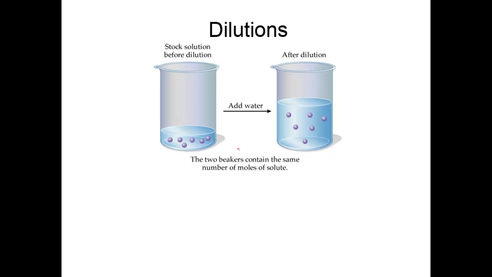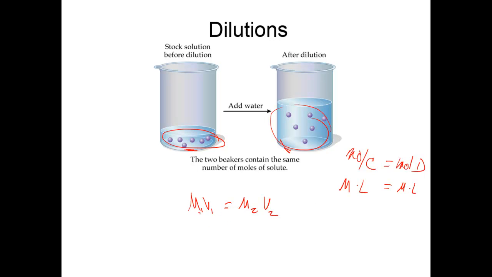Alrighty. If I'm doing a dilution, lots of dilution problems usually show up on the test in one form or another. Key thing to remember here is if I'm starting with a concentrated solution and I add water to dilute it, I have the same number of solute particles before and after. So I have the same number of moles of the concentrated equals my moles of my dilute. And because molarity times liters is moles, we end up with the dilution formula of M1V1 equals M2V2. Okay, and it doesn't matter what the units of volume are as long as they're the same on both sides.